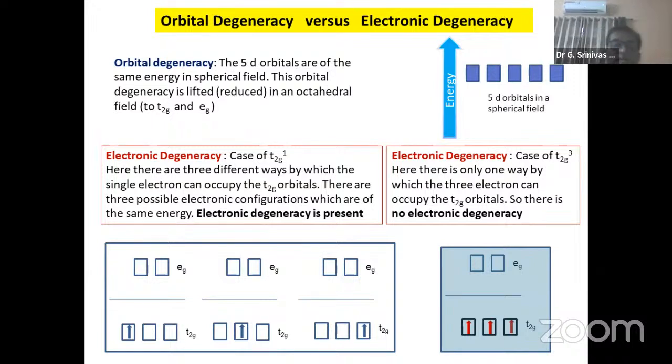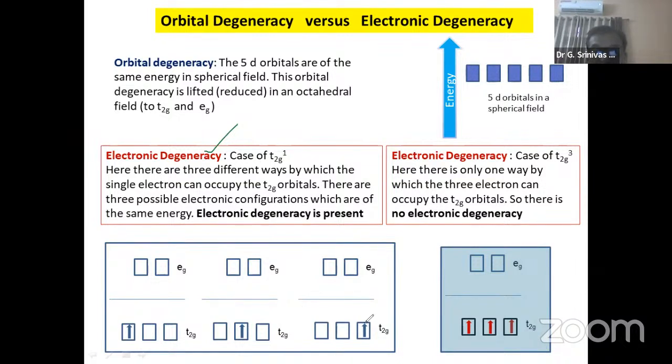Now we will talk about electronic degeneracy in case of t2g1. First observe this one. So I will annotate here. This is the first case. Here, if you see this, there are three different ways by which the single electron can occupy the t2g orbitals, in case of octahedral only.